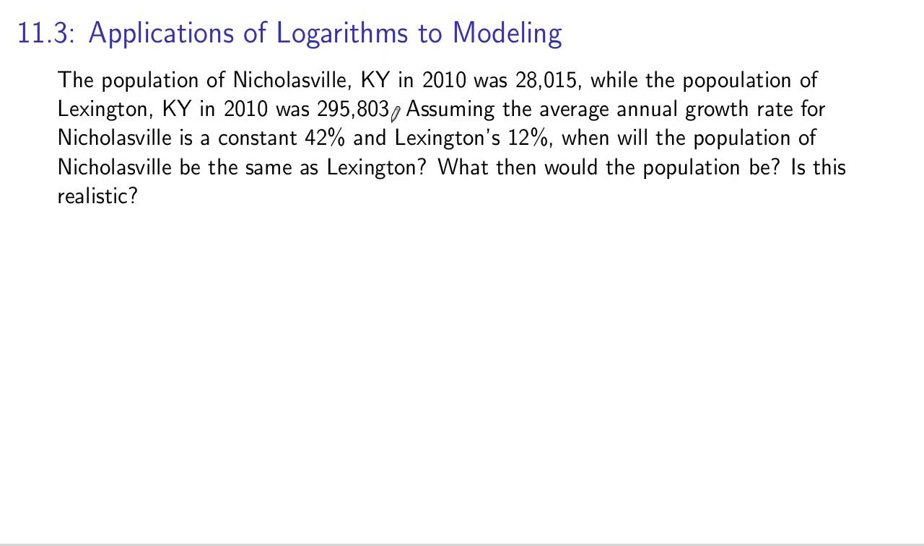So we need to set up a growth formula for both of these. So we have 28,015 for Nicholasville. We're assuming that it grows at 42%, so 1.42 to the t minus 2010.